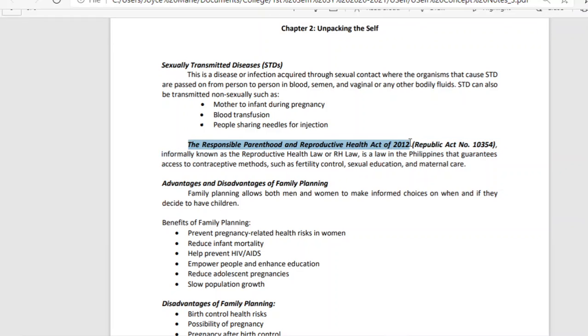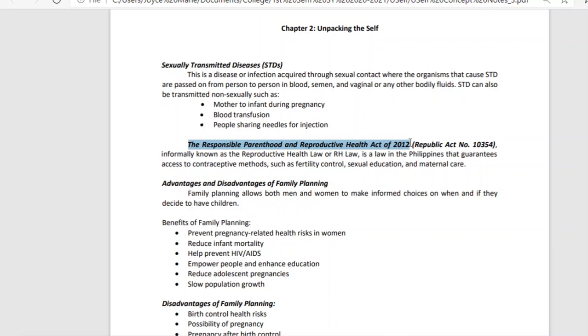So the Responsible Parenthood and Reproductive Health Act of 2012, or RA number 10354, or informally known as the Reproductive Health Law, or what we commonly know as the RH law. The main purpose of this law in the Philippines is to guarantee access to contraceptive methods such as fertility control, sexual education, and maternal care. You can access the detailed explanation of the law for an in-depth reading. It's long, and it's widely available on the internet. You can read it on your own. And it's also already printed in our book.